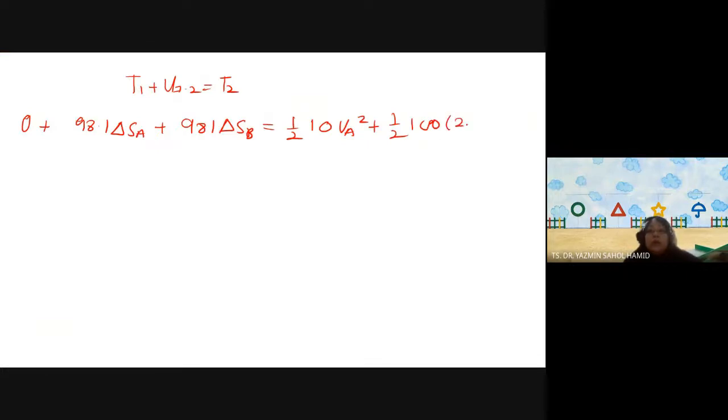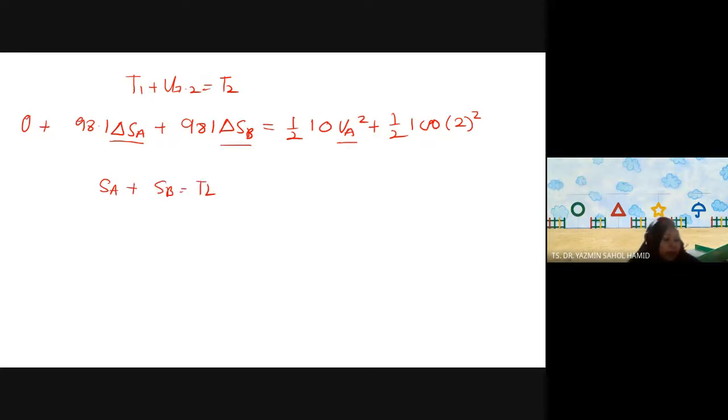Tadi ni berapa? 2. Okay, now cuba you tengok. Ada banyak unknowns ni. Nampak? Delta SA, delta SB, ada VA. So, kita kena eliminate the number of unknowns. Okay. Ingat tak the length of the spring? So, kita length of the spring sama dengan total length. So, kita ada SA plus SB equals to total length of the spring.